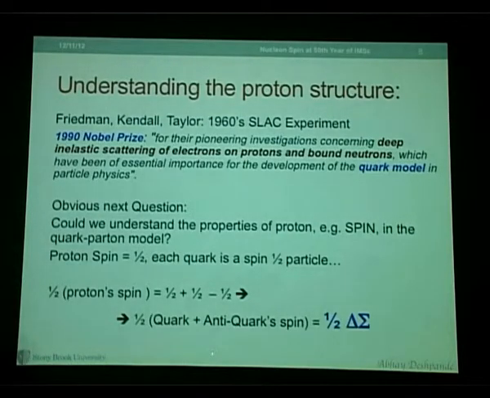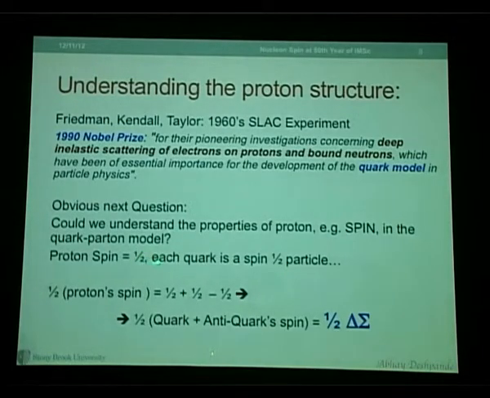We knew the property of the quark, they had to be fermions. There were other things that we knew about the quark model at that time, and you could reconstruct almost everything about the hadronic structure and the properties. But what about spin? Well, could we understand the property of the proton like spin in terms of this quark-proton model? And attempts were obviously made.